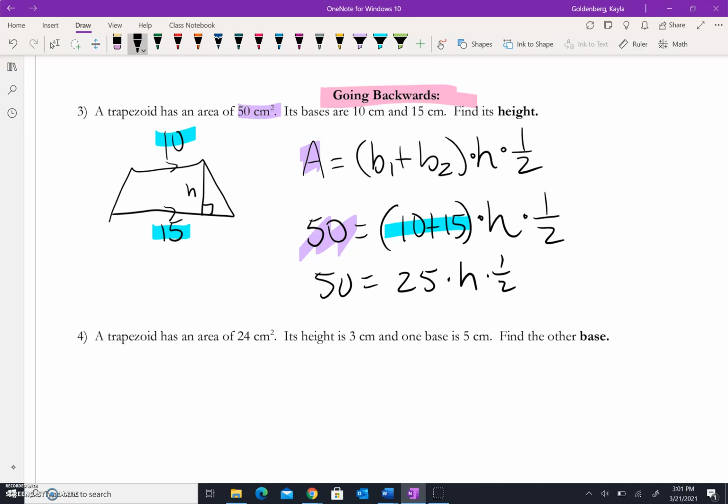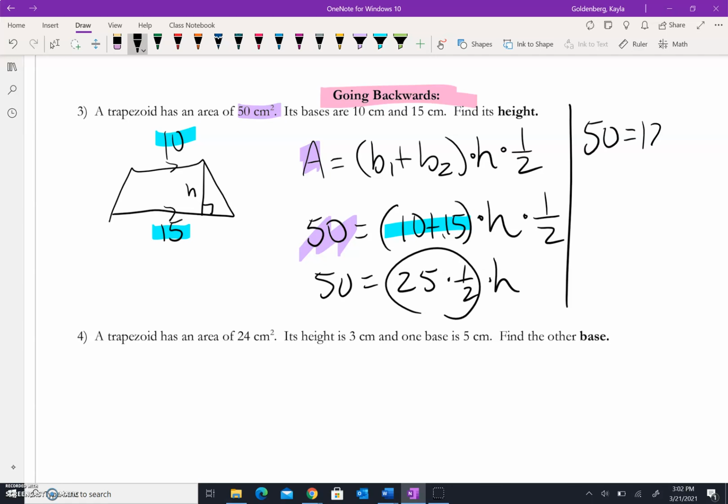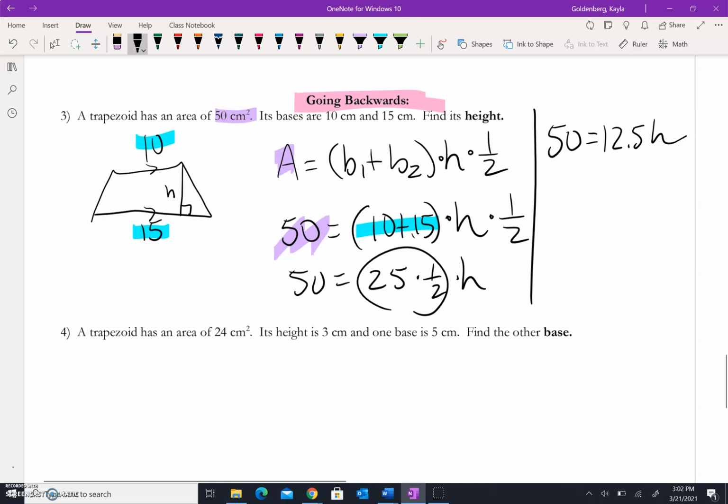Now the other thing is I can multiply numbers in whatever order, right? Like 2 times 3 times 5 is the same as 2 times 5 times 3, right? That's the commutative concept that I can multiply in either order. So what I'm going to do is flip-flop these two. I'm going to do 25 times 1/2 times height, because I can do 25 times a half. I'm going to put my new line of work on this side. That's going to make my equation 12.5 h, right?